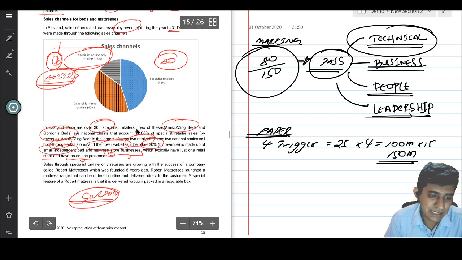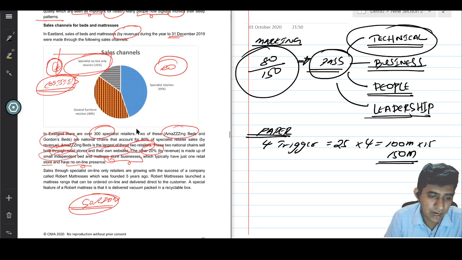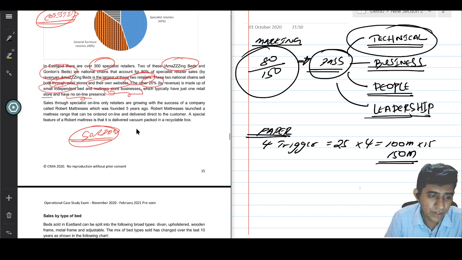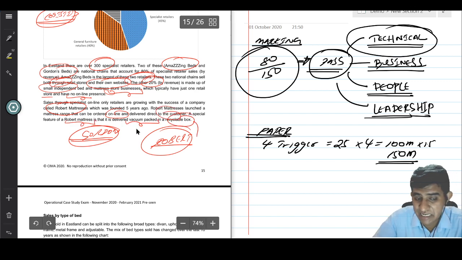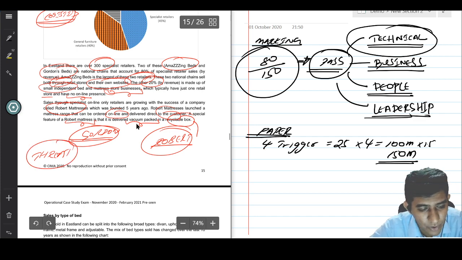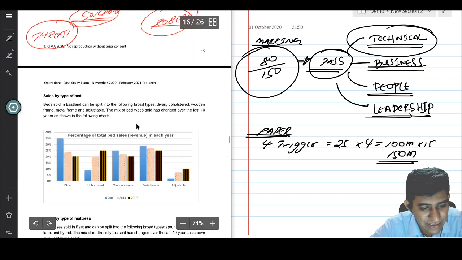Sales through specialist online retail stores are growing and successful, and the company called Robert Mattress, please keep in mind, students, I will also write it here. Robert Mattress, which was founded 5 years ago, has launched a very good online delivery to the customer. A special Robert Mattress is delivered with vacuum package and recyclable box. So I think that Robert Mattress is the threat to the business, students, because they are doing a different type of business model which may affect the sales revenue.